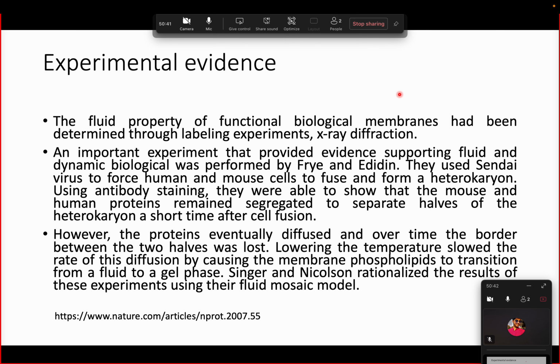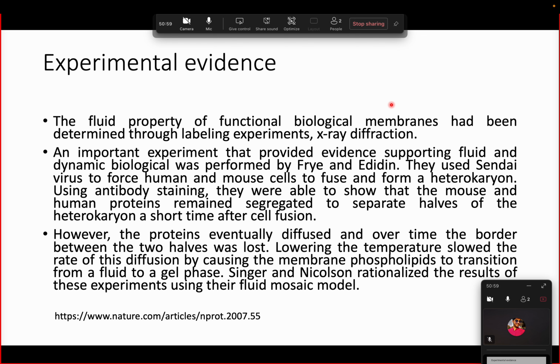So after some time, what happened is that both red and green dye were mixed when the scientists observed this hybrid heterokaryon, indicating that proteins are actually randomly moving. So proteins can only move when they are present in fluid, right?